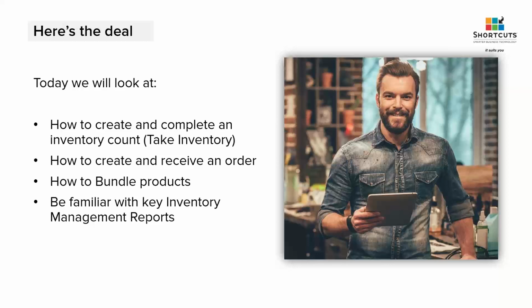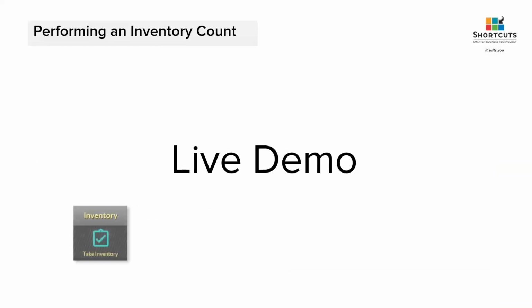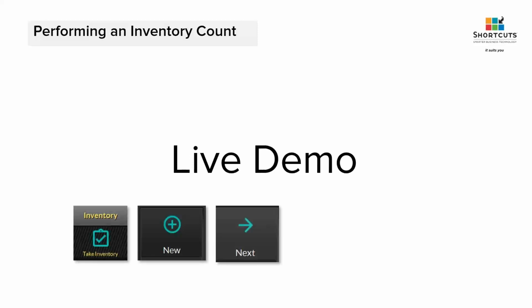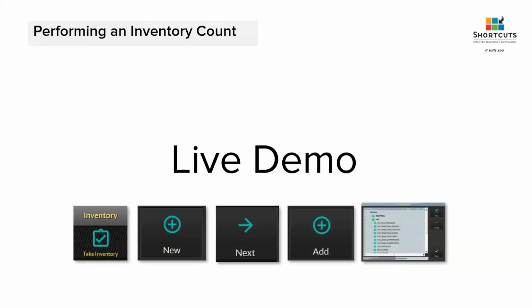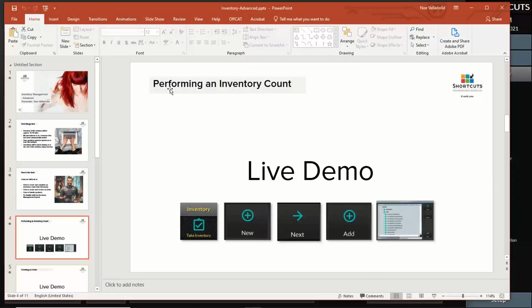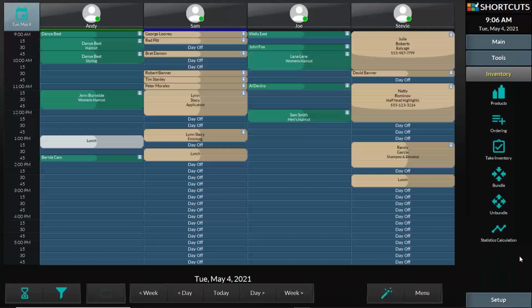So the first topic we're going to look at is how to do an inventory count. So again, whether you do one once a year, you do one quarterly, follow along, and this is how you actually do an inventory count. Now remember, the version of Shortcuts that I'm using is the newest one. It's version 8.1 of Shortcuts. So your version of Shortcuts may look a little different if you're on version 7 or the earlier version 8.0. However, the steps are identical.